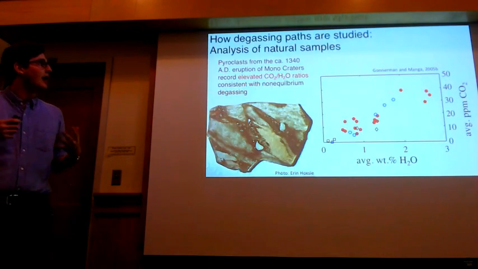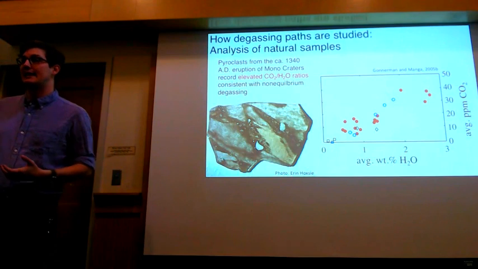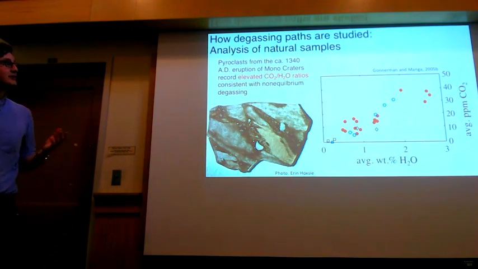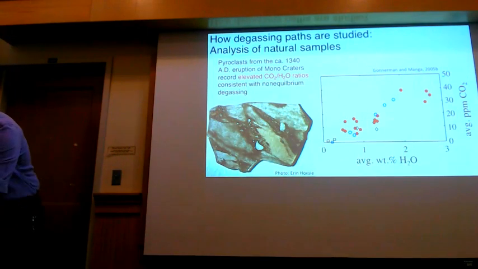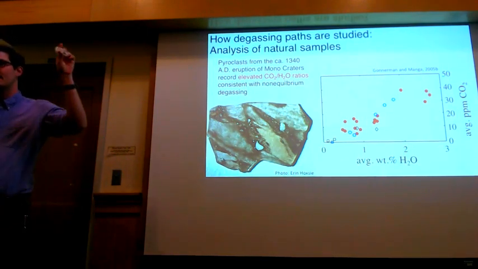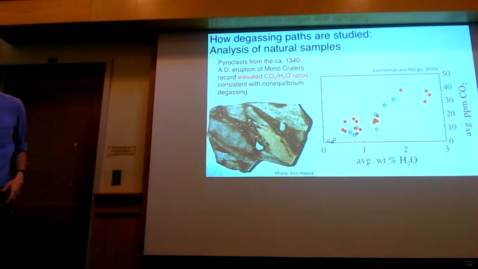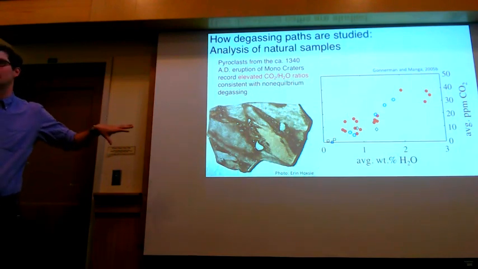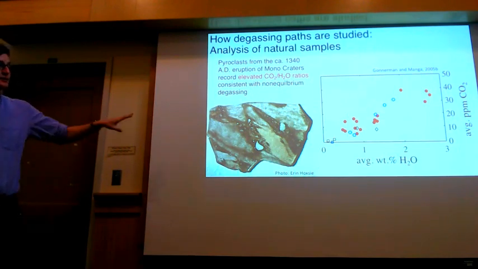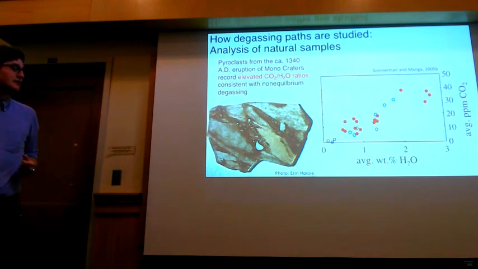Now, how do volcanologists study degassing? One way is analysis of natural samples. So down here in the bottom left, we have a pyroclast, which is a little bit of obsidian. They're usually about a centimeter in size, so this one is mounted in an epoxy puck. And it has some dissolved water and carbon dioxide in it. And this one's from near that crater that you saw in the first slide.